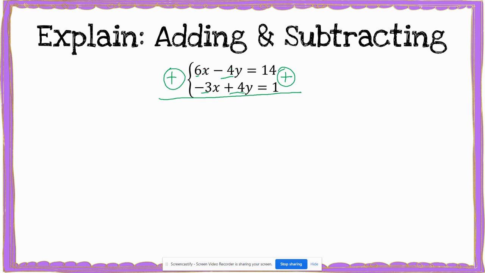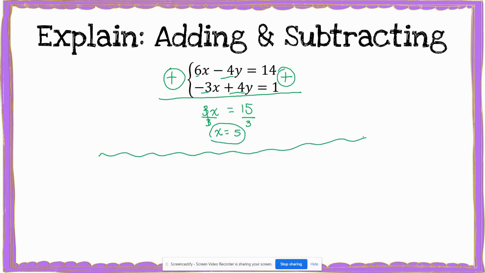If I add 6x plus negative 3x, I'm going to get positive 3x. If I add negative 4y plus positive 4y, I'm going to get 0. So they will eliminate each other, and I'm left with my equal sign. Then I'll add 14 plus 1, which gives me 15. Now I just need to solve for x by getting rid of my 3. So I'm going to divide by 3 on both sides of this equation. My 3's will cancel to leave me with x equals, and then 15 divided by 3 is 5. So that means that my x value is 5.